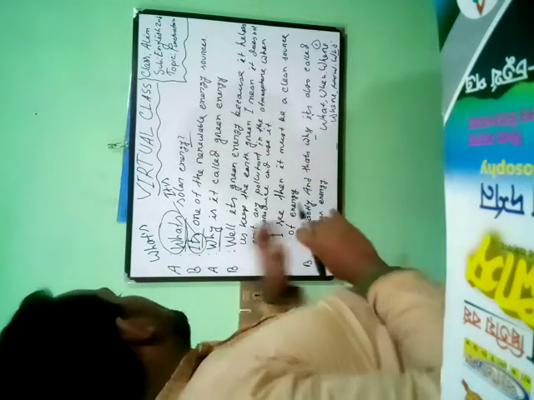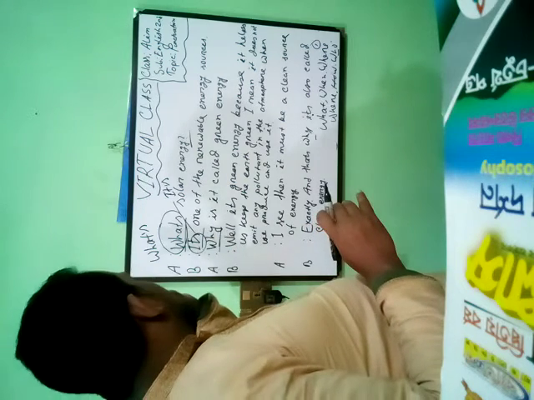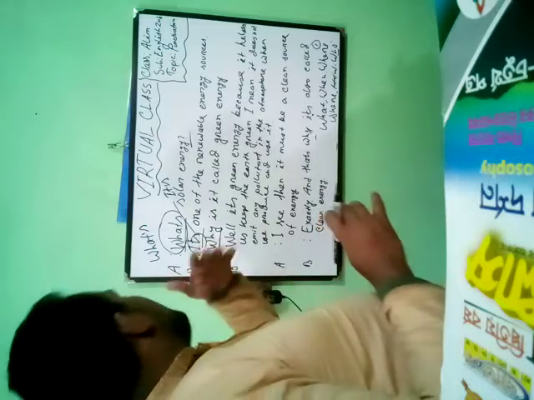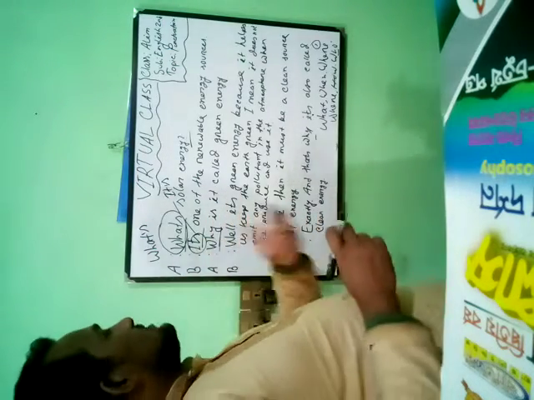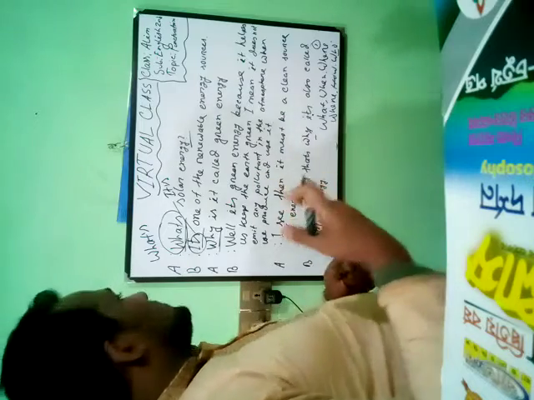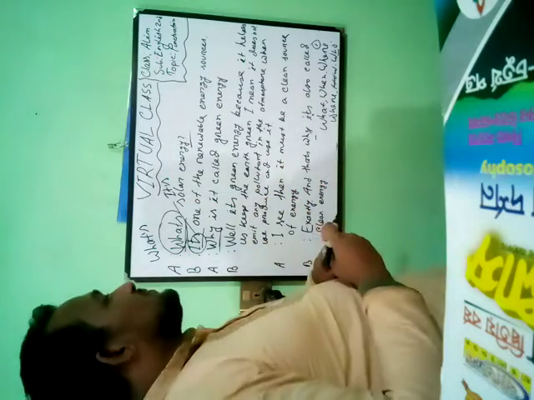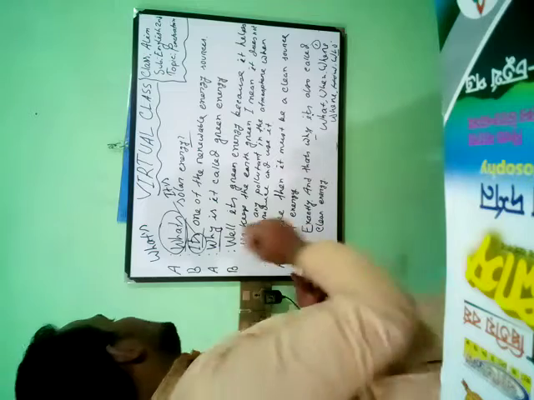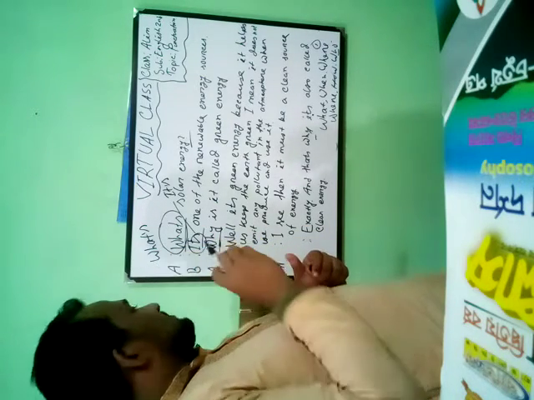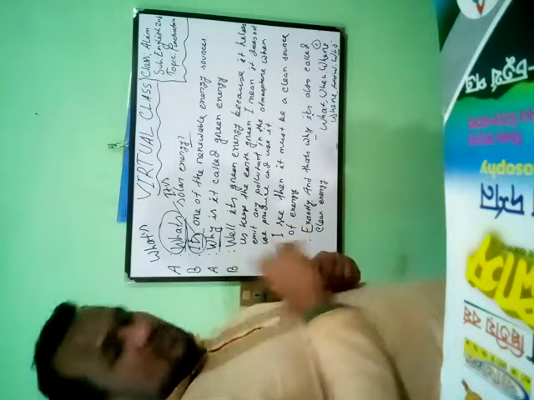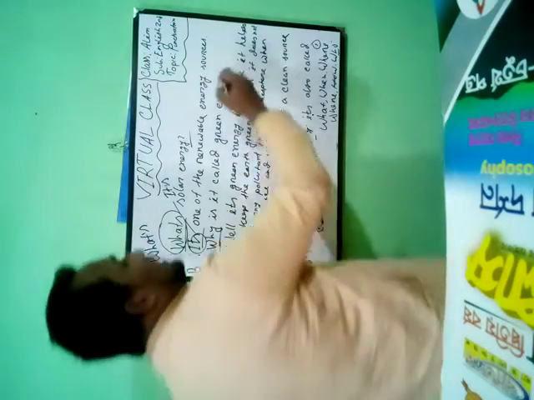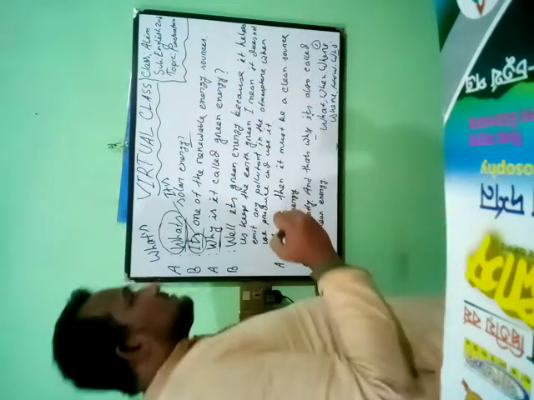That means if you find a WH word at the very beginning of the sentence, that must be an interrogative sentence. Or if you find any auxiliary verb like am, is, are, was, were, shall, can, could, may, might, should, will, do, does, did, have, that must also be an interrogative sentence. So "Why" is a WH word. So this sentence is an interrogative sentence. That is why you have to put a question mark at the end of the sentence.